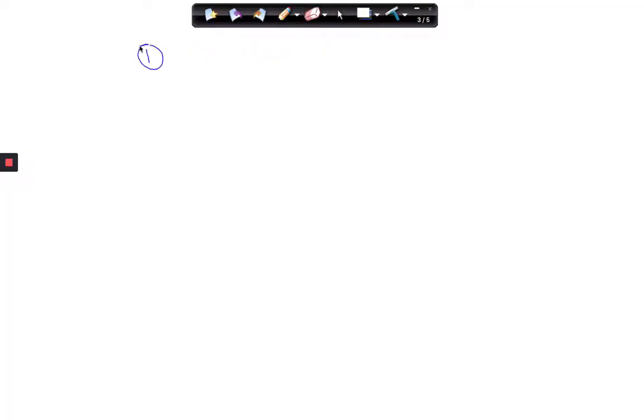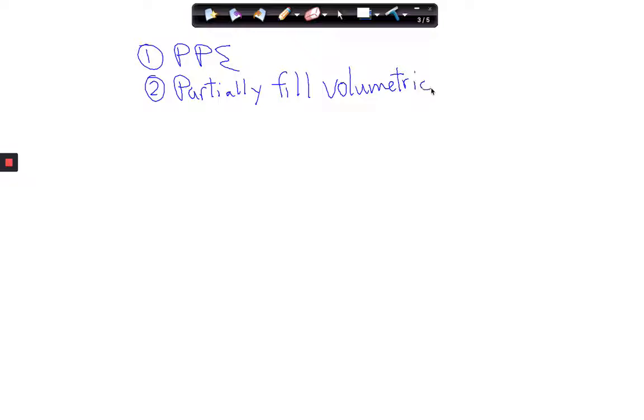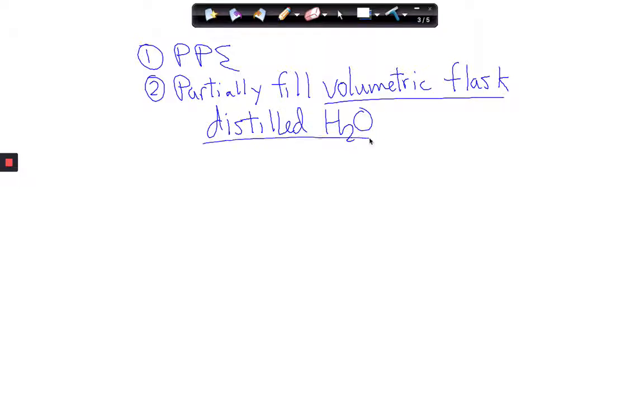Step 1, PPE. Personal protective equipment. Partially fill volumetric flask, distilled water. Now, guys, obviously I'm sort of chicken scratching a little bit, but you have to know volumetric flask by name, and if you don't say distilled water, you're wrong.